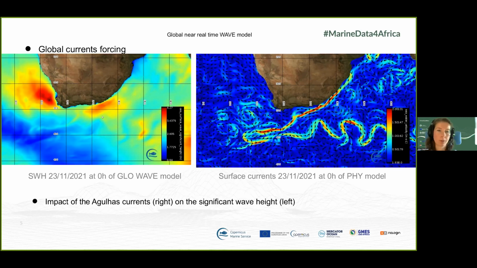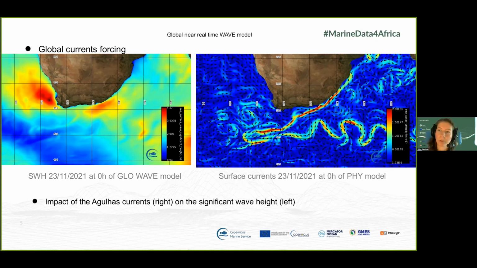And so this is a quite coarse forcing, because we use for now daily current, but we have a study showing that there is a positive impact in a region of high currents like South Africa.